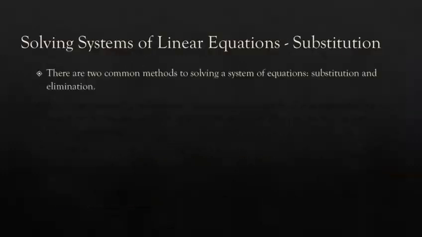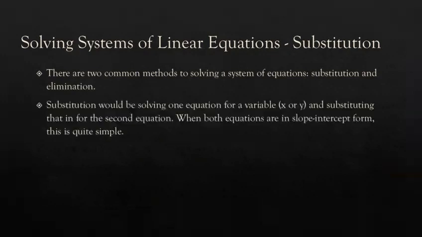Now, using substitution: there are two common methods to solve a system of equations with algebra, substitution and elimination. Substitution would be solving one equation for one of the variables, either x or y, and then substituting that into the second equation. If both equations are in slope-intercept form, this is really quite simple. Here's an example: y equals 2x plus 4 and y equals 1/2 x minus 5.